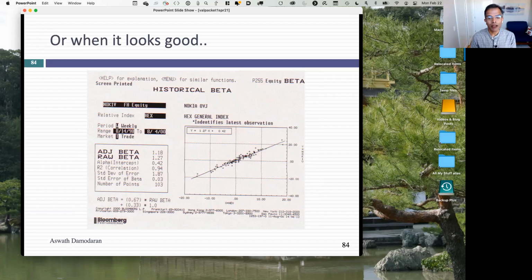This is a regression beta for Nokia in 2000. Go to Bloomberg, type in Nokia, beta page pops up. Kushal, help me out here. Why does my beta page look so good for Nokia? I mean, that's perfect, right? Every point is on the line. The R squared is like 93%. The standard error is close to 0. What is it about this regression that's making my beta look so good?